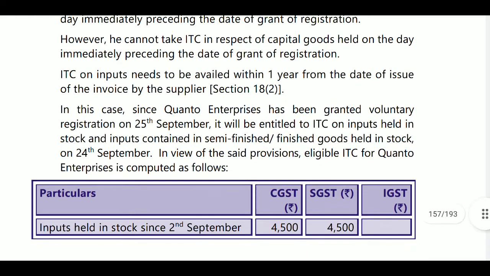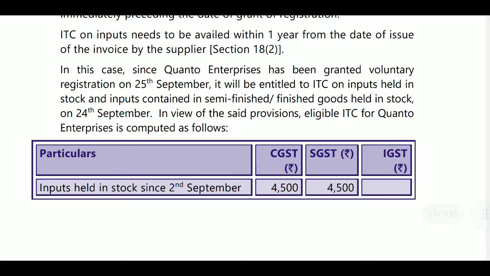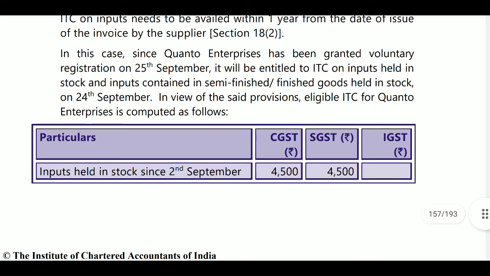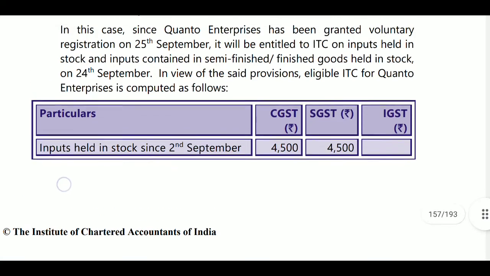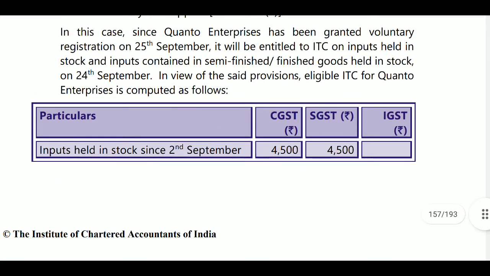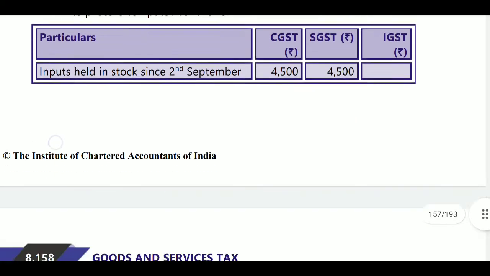Next, ITC on input needs to be availed within 1 year from the date of issue of invoice by the supplier, 18.2. In this case, since Quantana Enterprise has been granted voluntary registration on 25th September, it will be entitled up to the stock on 24th September. In view of the said provisions, eligible ITC for Quantana Enterprise is computed as follows.